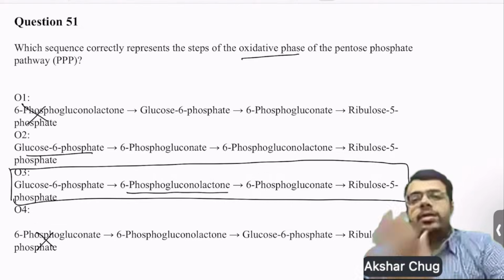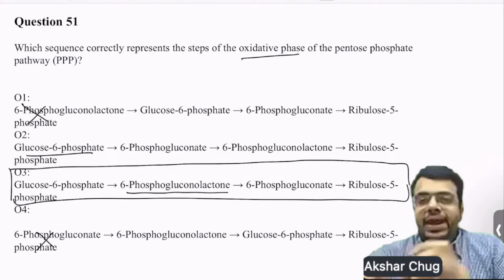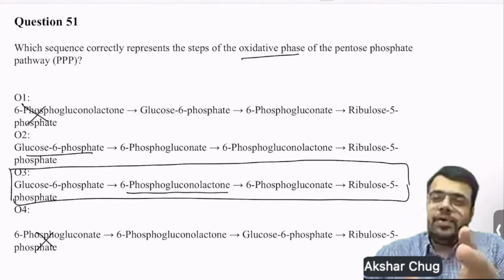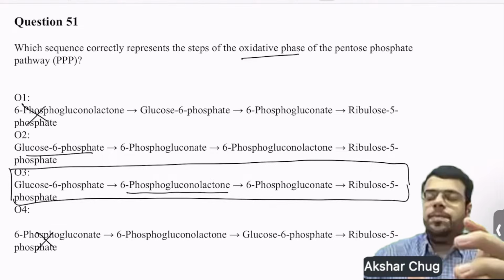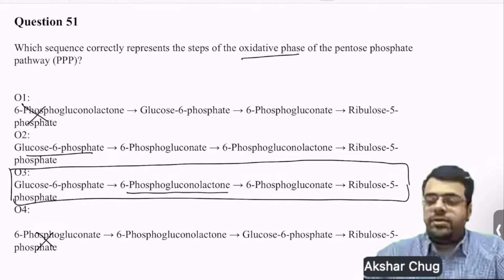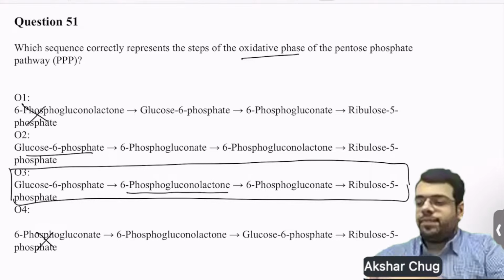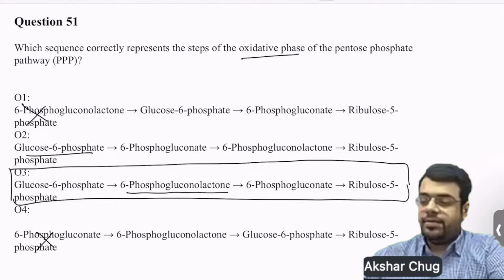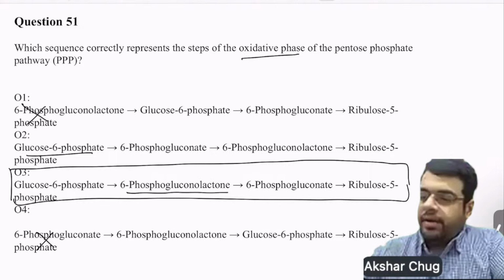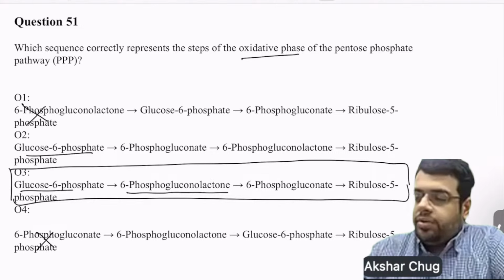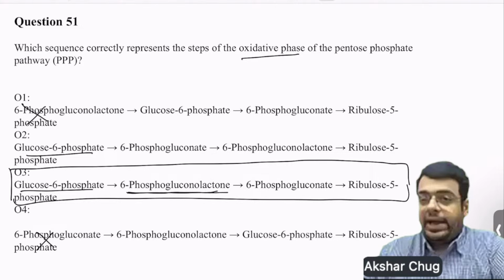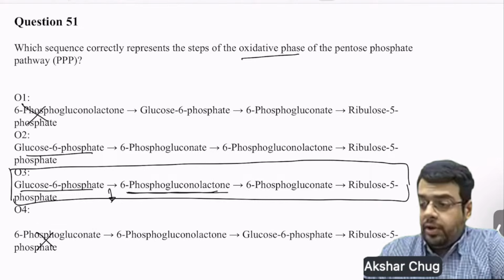So it's important that we don't need to know the entire pathway in biochemistry, but we just need to know a few of the important steps in these pathways. Right. So first, glucose 6-phosphate to 6-phosphogluconolactone. Here we will generate one molecule of NADPH.